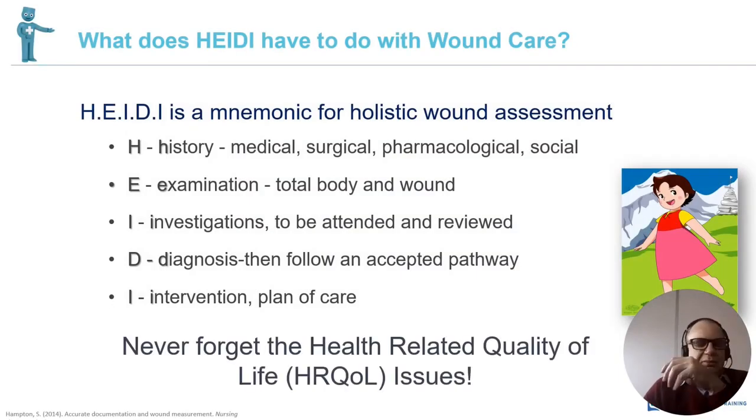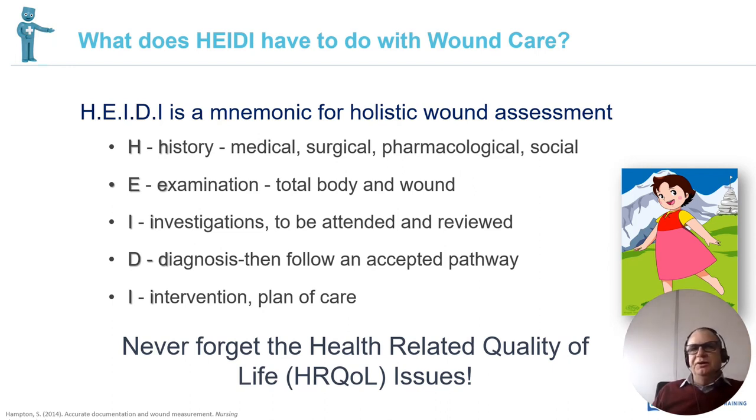One of the mnemonics that we can use to give us a structure, remembering the structure, obviously apart from our policy, is a mnemonic that has been used for quite a few years now. It's HEIDI. So looking at the history, what's the medical, surgical, pharmacological, social history of the patient. Examination head to toe of the patient. What are the investigations and consultations that we need to do?